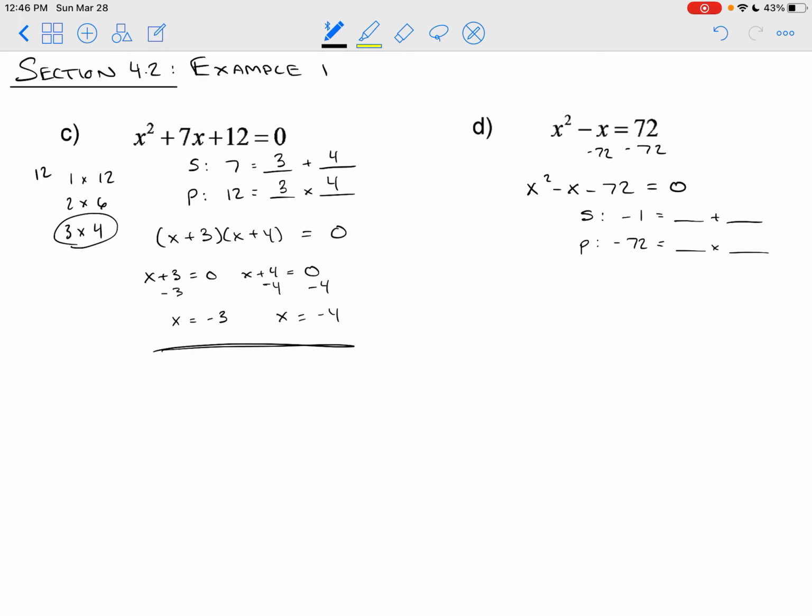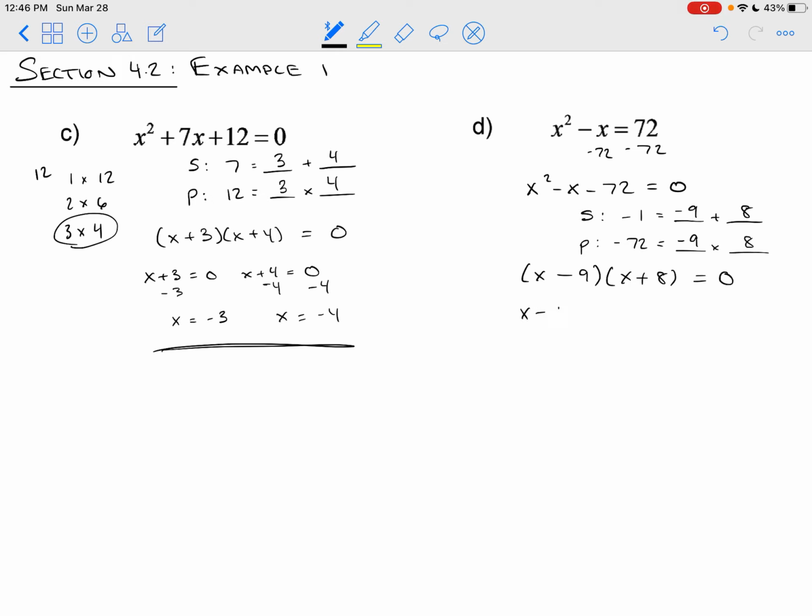And if we want negative 1, we want our larger factor to be the negative one. So we'll go negative 9 and positive 8. And negative 9 times 8 is negative 72, and that one works out there. Okay, so we will write out that x minus 9 times x plus 8 equals 0.